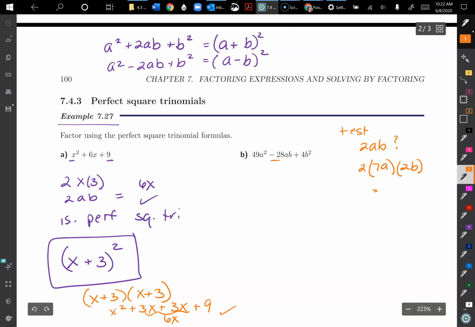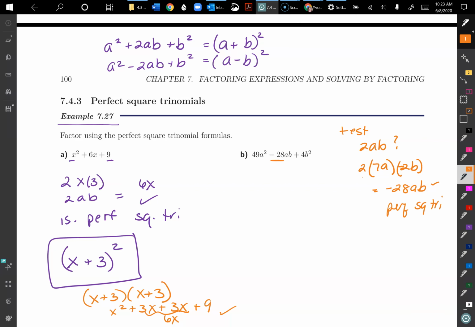So in this case, we actually have to count that we have a negative here. So if we have a negative there, we're going to say that we have a negative in the middle somewhere. Actually it's going to be the second one, the last one would be the negative. So we're going to end up with a negative 14ab doubled. So that would be negative 28ab. So it fits. It is a perfect square trinomial.